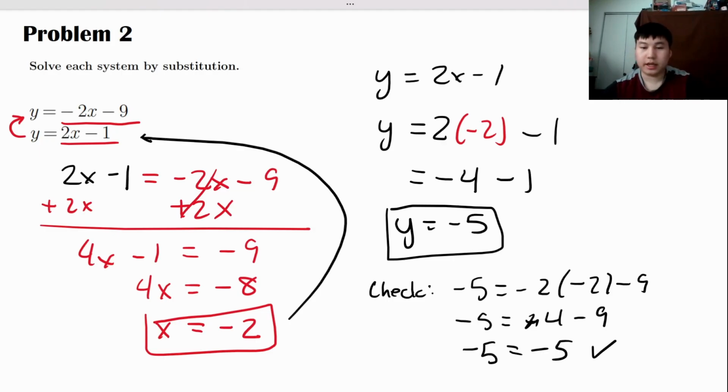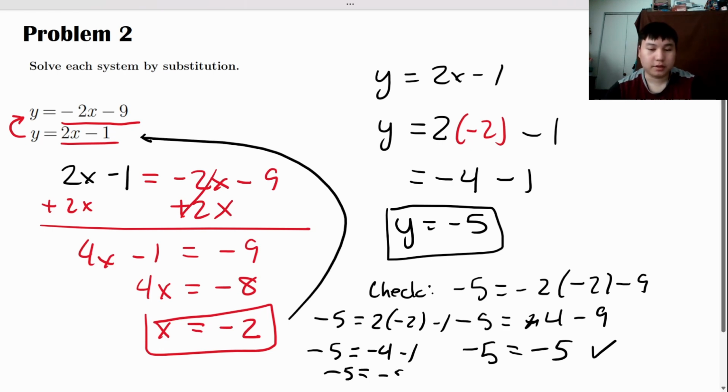And that is true. And now the second equation, negative 5 equals 2 times negative 2 minus 1. Negative 5 equals negative 4 minus 1. That gives me negative 5 equals negative 5. Therefore, my solution to this problem is x equals negative 2 and y equals negative 5.